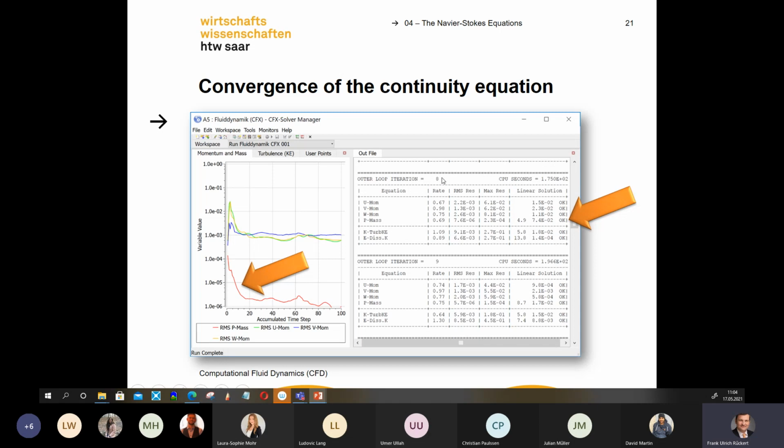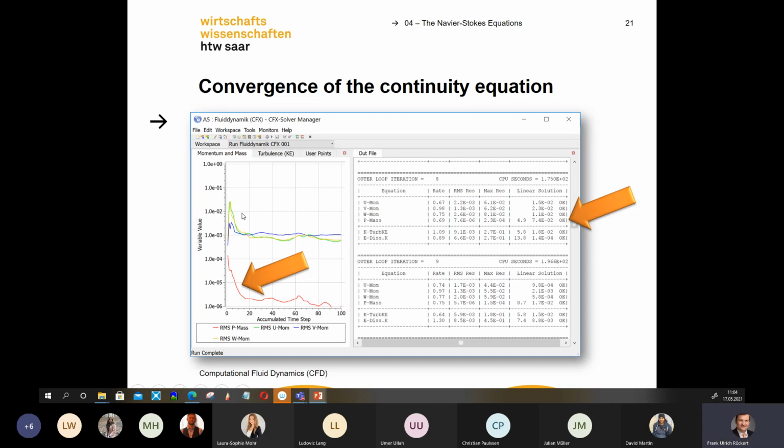Here you have the iterations. Here we have iteration 8. And here you see a hint for the equations that were solved. We have UMOM, which means momentum in x direction. VMOM means momentum in y direction, and WMOM means momentum in z direction. P mass is the mass balance, and if these equations are solved in a proper way, if they converge, we get a big OK here at the end.